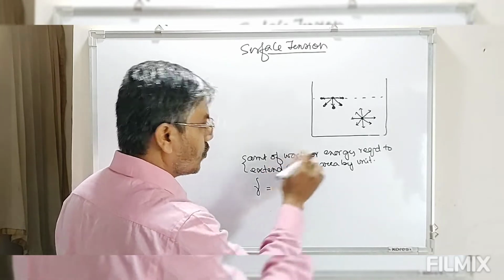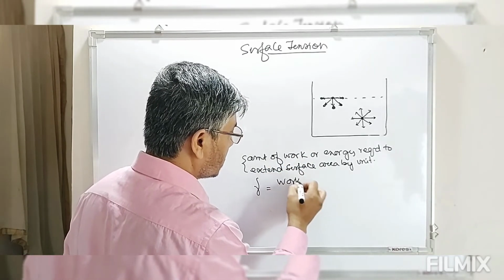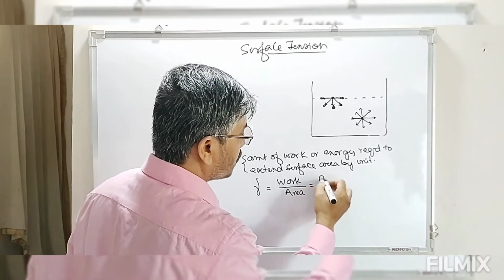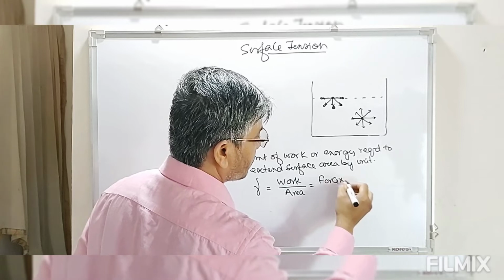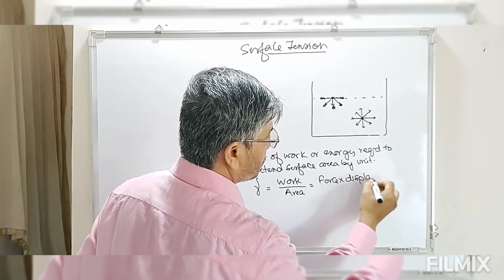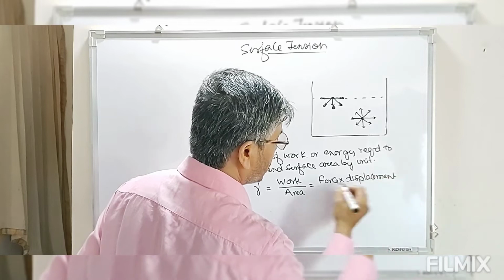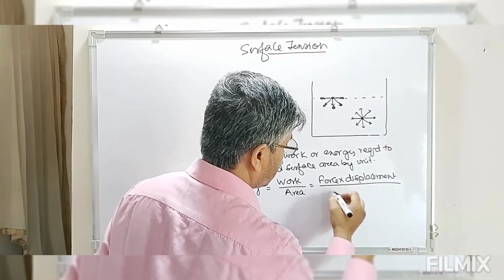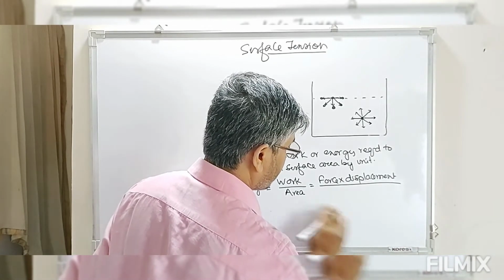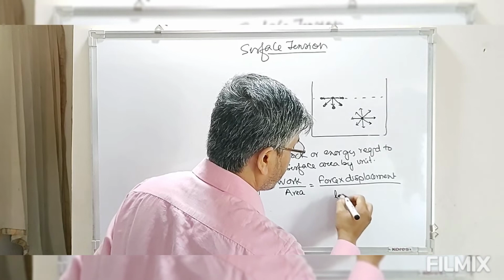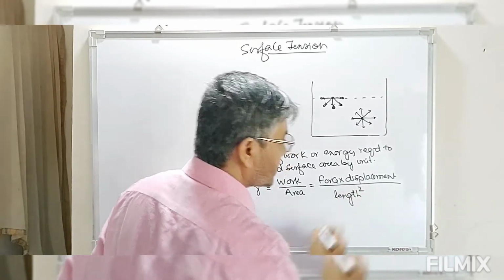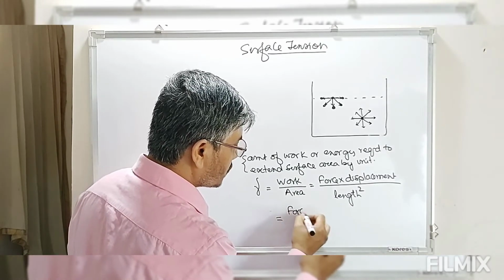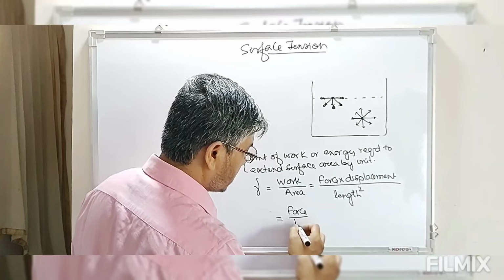So this is work divided by area, and we know work is force into displacement. Force into displacement is what we call work, work done, or energy. Area is length squared. Therefore surface tension is equal to force per length.